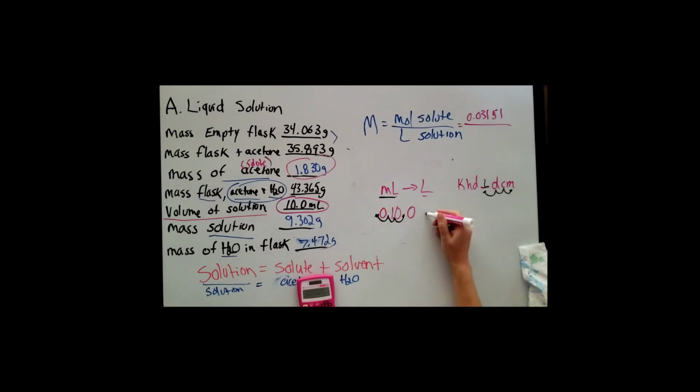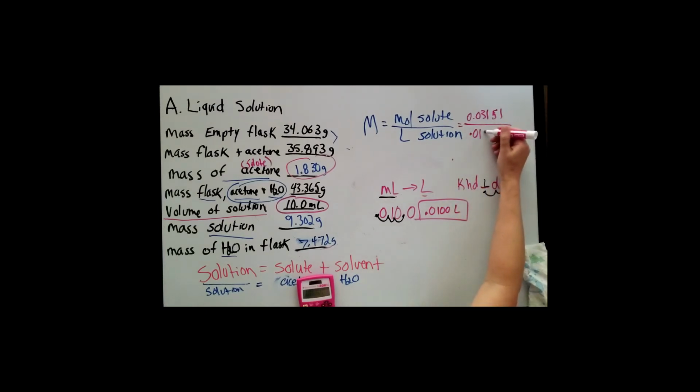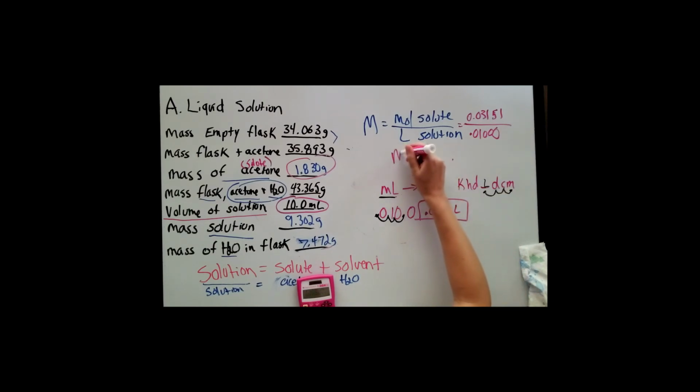So keeping the decimal there, 10 milliliters becomes 0.010 liters of solution, total solution. That means water with the acetone in it. So I'm going to bring that up here, plug it into my equation, and solve. So I have my moles of solute, my moles of acetone on top. And I'm dividing that by my liters of solution, which is the acetone and the water mixed together.